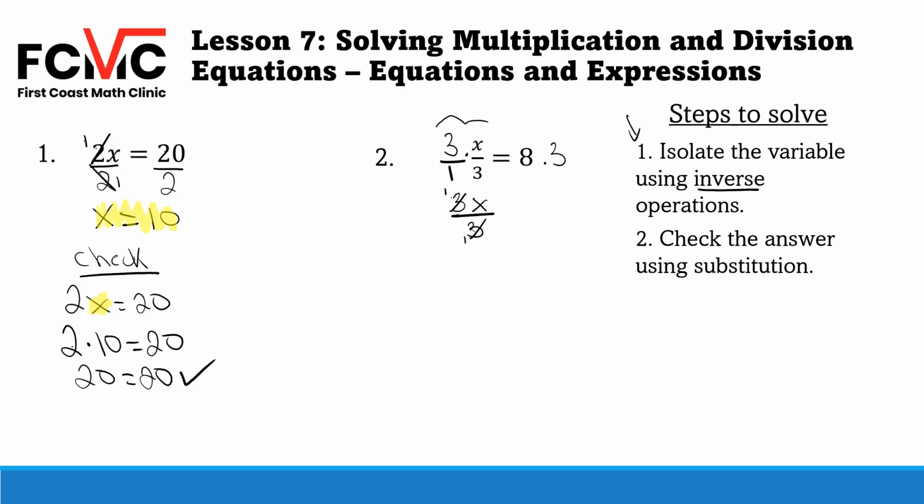Again, if we're multiplying or dividing by 1, it doesn't change anything. So we don't need to write the 1 in. And then I have 8 times 3, which is 24. So our answer is going to be x equals 24.